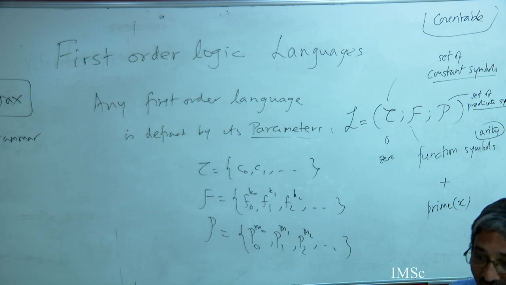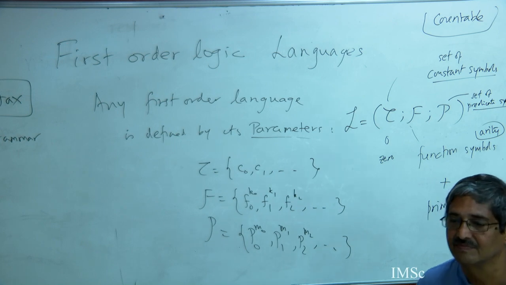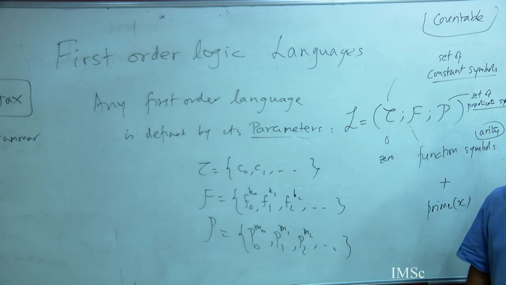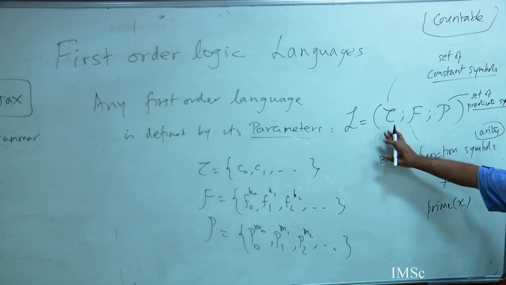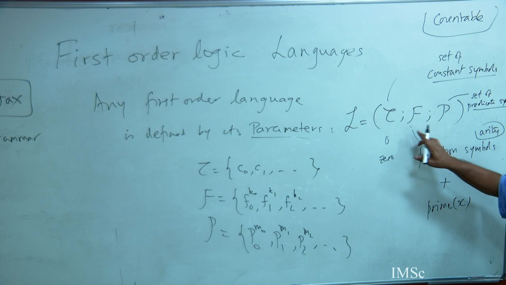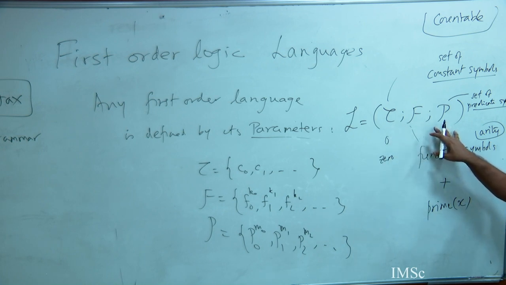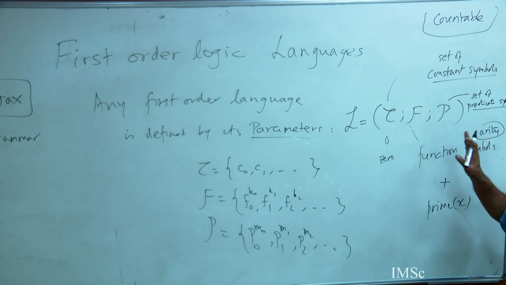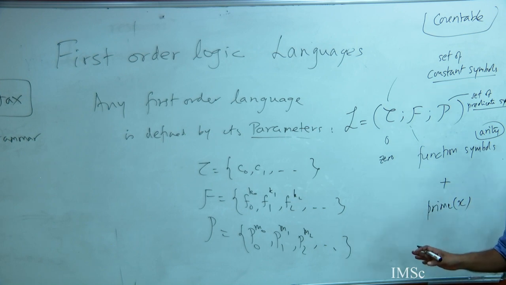By the way, don't worry. We will look at the empty language where there are no constant symbols, function symbols, predicate symbols. Why not? It's allowed. It's a set, a countable set. The empty set is very much a countable set. I have already said, any of them can be empty. That means this is empty, this is empty, this has. No problem. In the worst case, all of them can be empty as well.